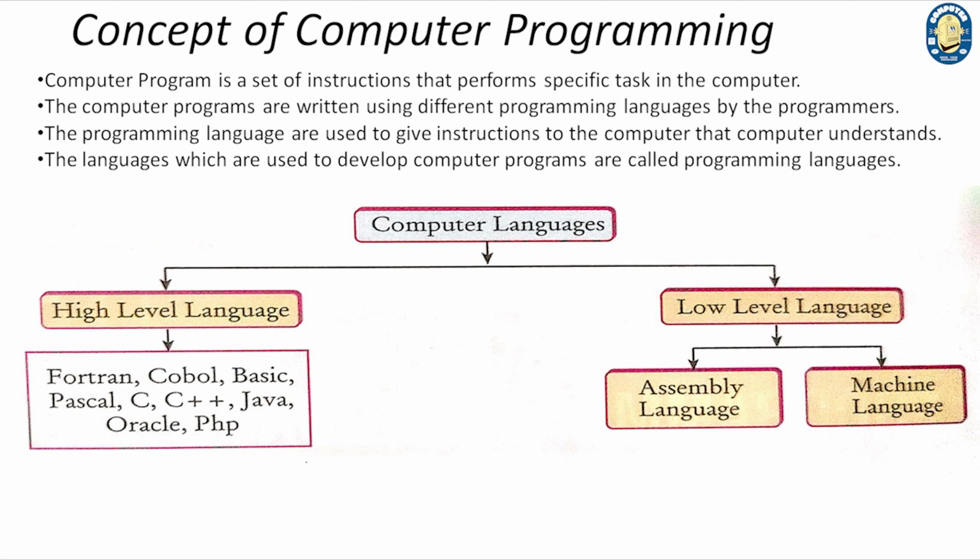Concept of computer programming. A computer program is a set of instructions that performs a specific task in the computer. The computer programs are written using different programming languages by the programmers. The programming languages are used to give instructions to the computer that the computer understands. The languages which are used to develop computer programs are called programming languages.